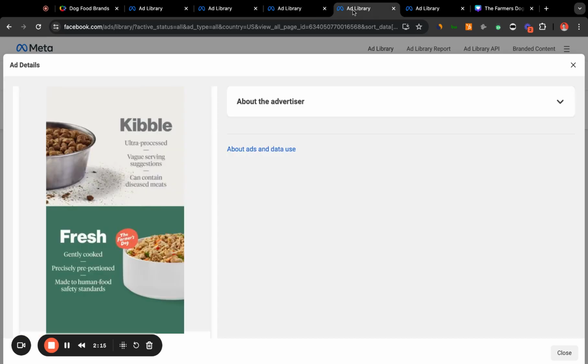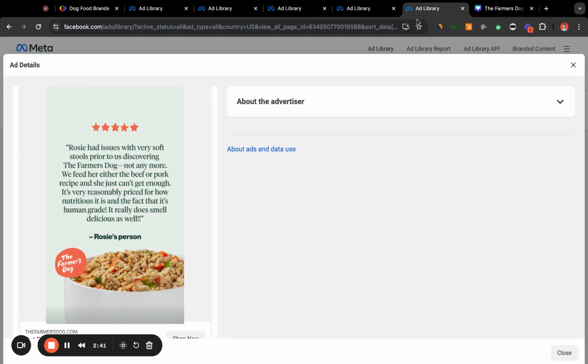And moving through the account, you also see other frameworks. This is an example of an us versus them. So we have kibble versus fresh. Why would you ever feed your dog that horrible ultra processed kibble when you could have this incredible, gently cooked, made to human food safety standards Farmer's Dog meal? So us versus them is a highly impactful framework for them as well. And then finally, obviously, again, tugging at those heartstrings, people love talking about their pets. So the reviews framework is one that they're also utilizing throughout the account, clearly a top performer.